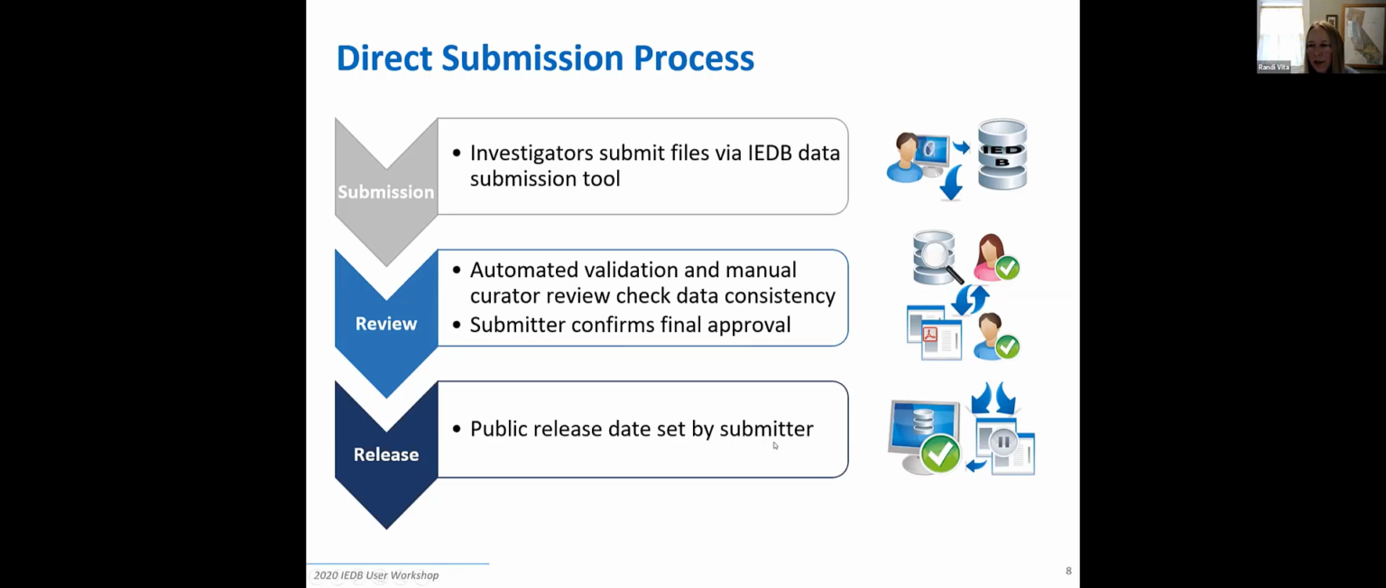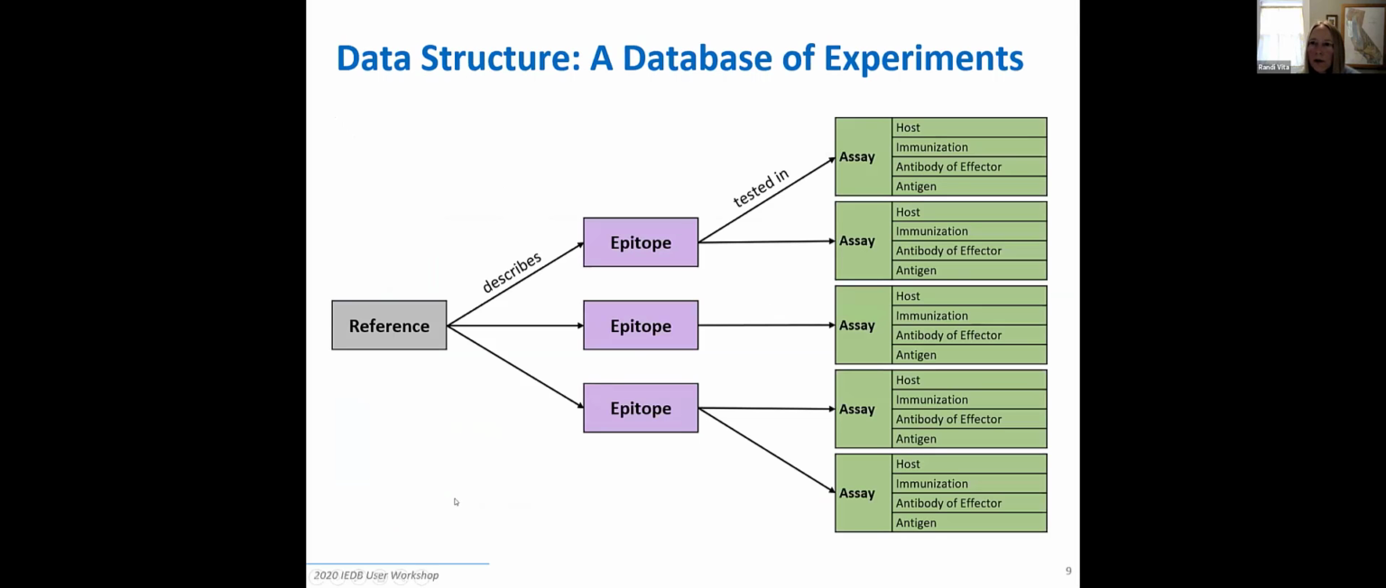Oftentimes they ask us to hold it until their publication comes out and they release it simultaneously. Sometimes they're waiting for a patent, for example. So the structure of the IEDB is that this is a database of experiments. To get into the IEDB, there must have been an experiment in that paper.